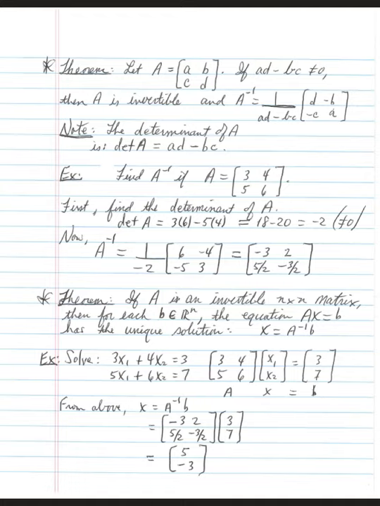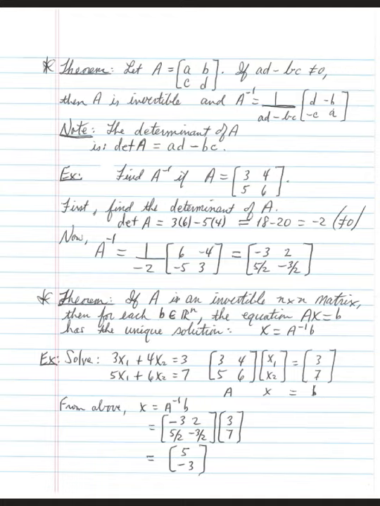This quantity, AD minus BC, is called the determinant of A. So that's the requirement: the determinant can't be 0 because it's the denominator here.